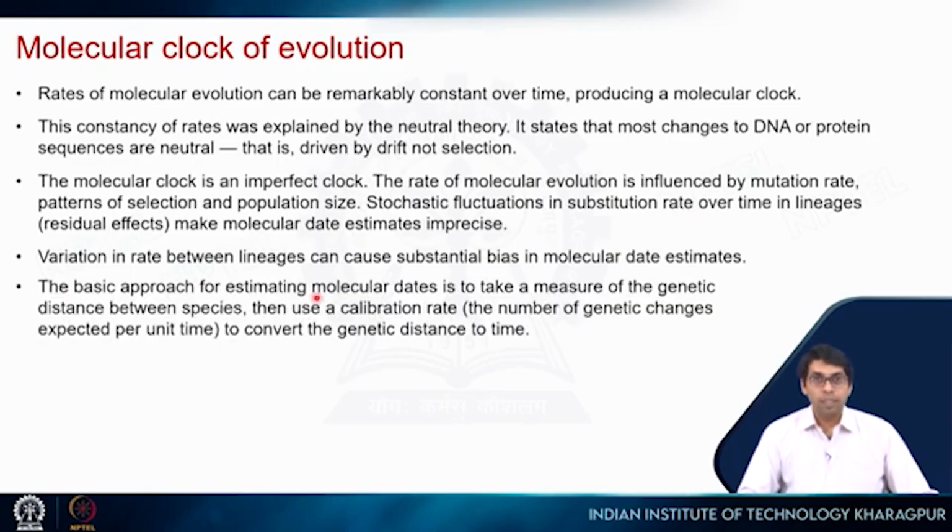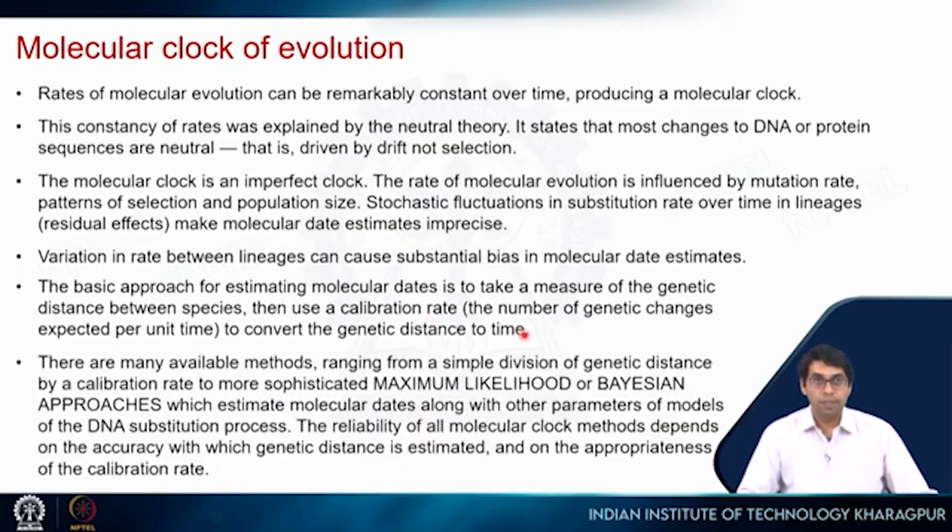The basic approach for estimating molecular dates is to take a measure of the genetic distances between species, then use a calibration rate to convert the genetic distance to time. So, this is the basic premise, right? However, of course, as pointed out here, there are several problems with this. So, there are many statistical methods by which people do this. There are sophisticated methods like maximum likelihood or Bayesian approaches which estimate molecular dates along with other parameters of the model of the DNA substitution process.